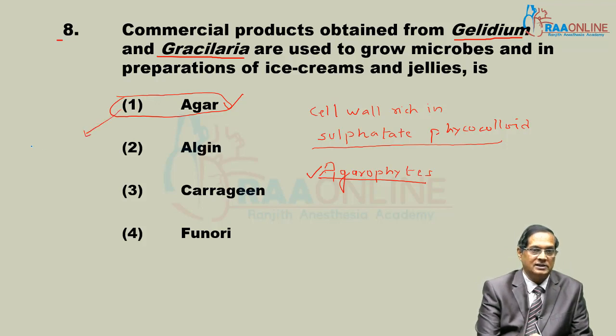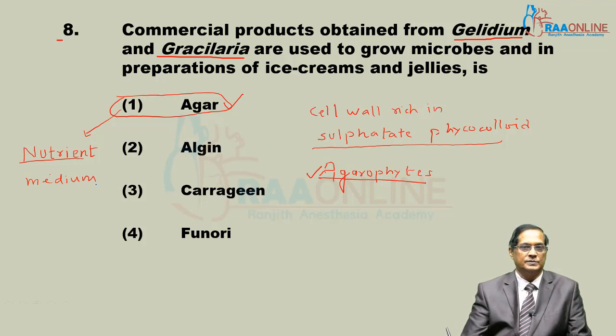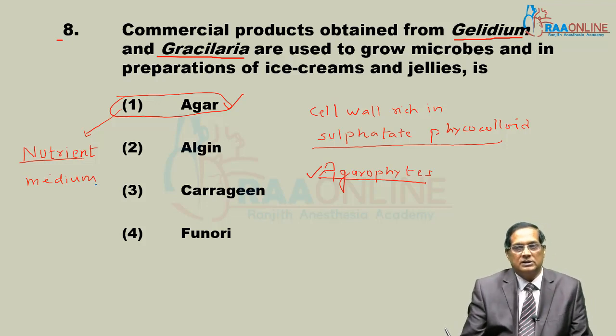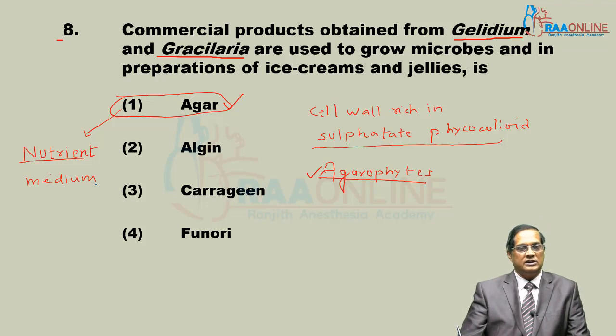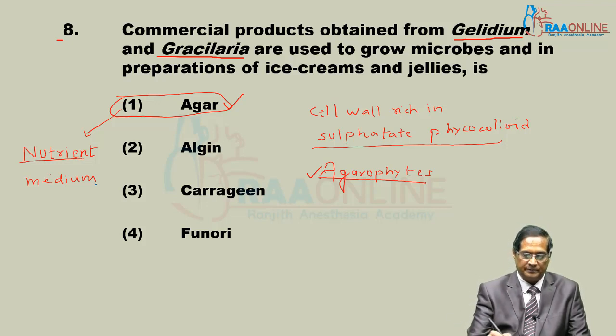Agar is extensively used in the preparation of nutrient medium, on which microbes, fungus can grow. Even in tissue culture it can be used.